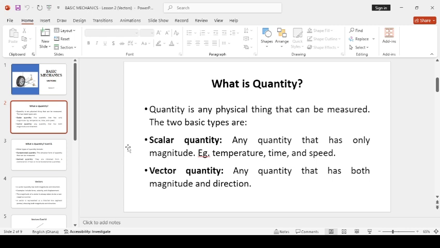Examples are temperature, time, and also speed. Note that speed is different from velocity because speed has no direction.